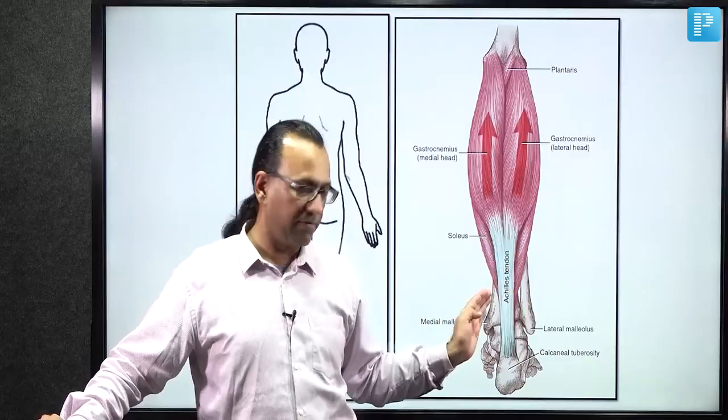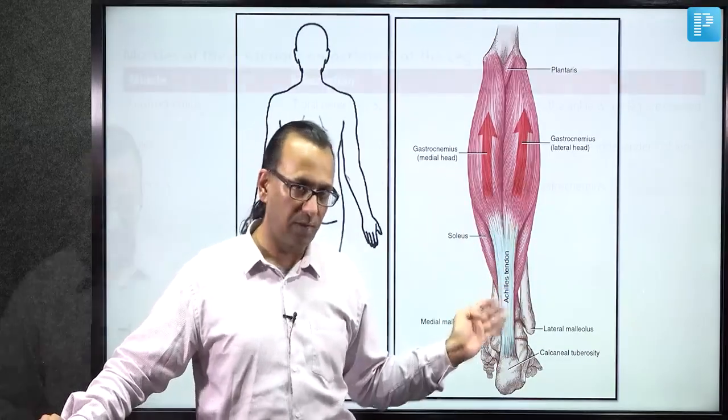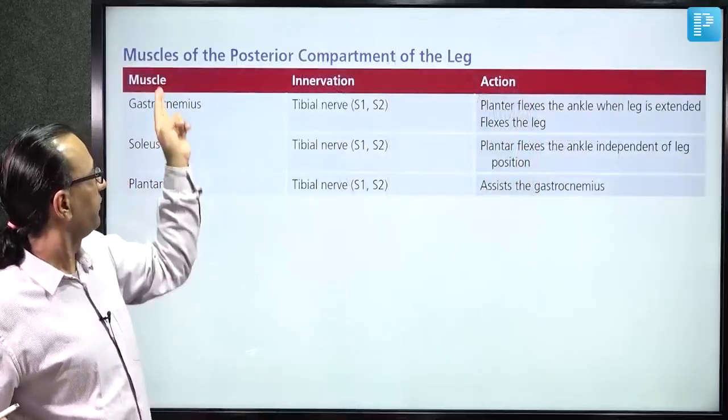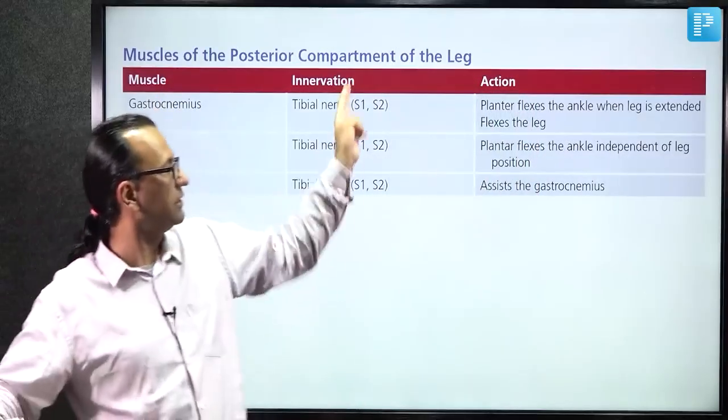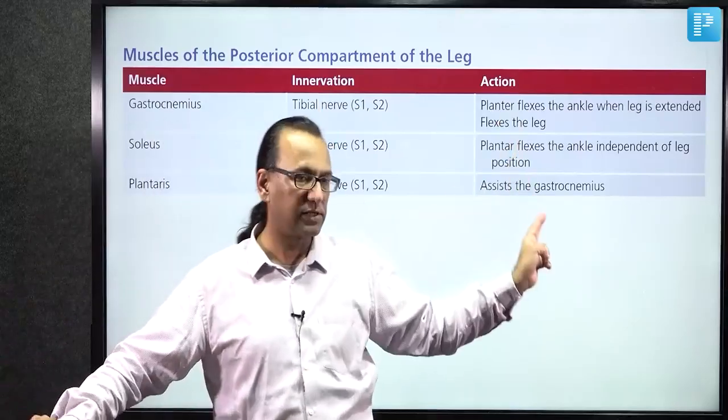Now, this has a root value S1. The ankle reflex and GPS muscles have the S1 root value. As you can see, G for gastrocnemius, P for plantaris, S for soleus, supplied by the tibial nerve, which is actually called the posterior tibial nerve because it runs behind the tibia, and that is for plantar flexion.